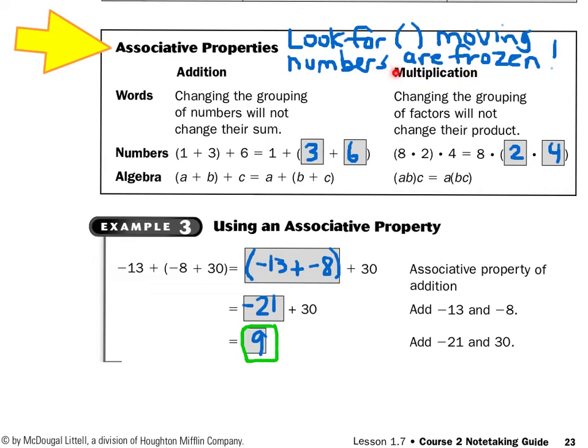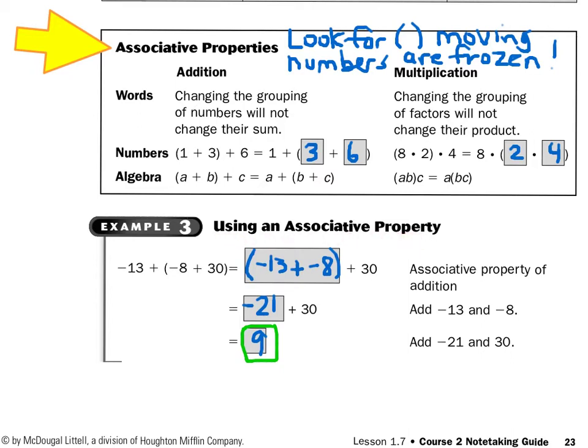Okay, it works for multiplication as well. So if I had 8 times 2 times 4, I could put the 8 times 2 in parentheses. That's the same as doing 8 times 2 times 4, where I would do the 2 times 4 first, or put them in parentheses. And you'll see the algebra examples here, that they had the A times B in parentheses on the left-hand side and then the B times C in parentheses on the right-hand side.